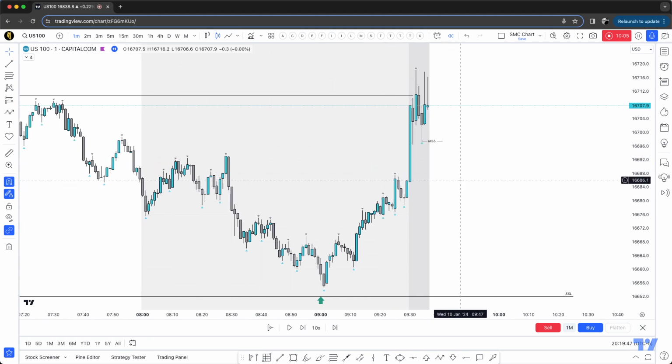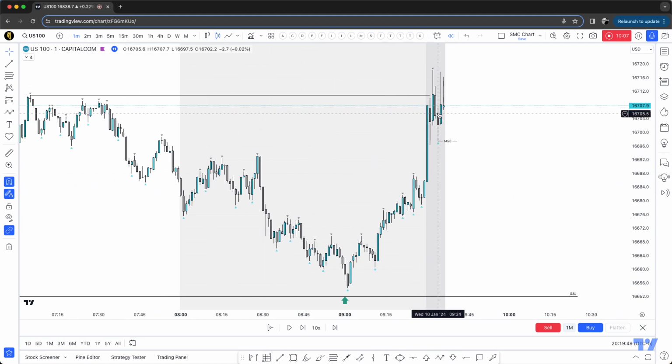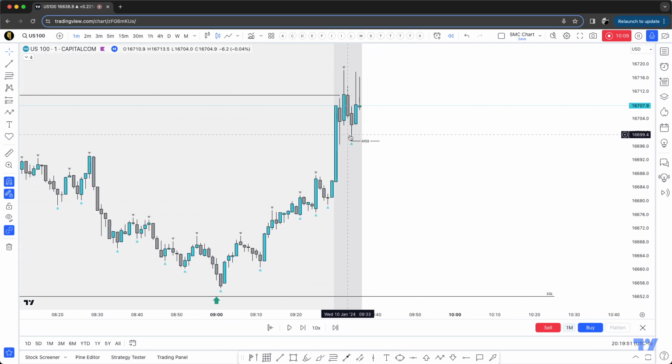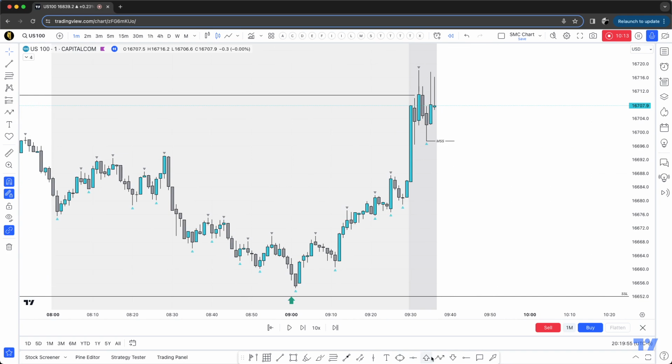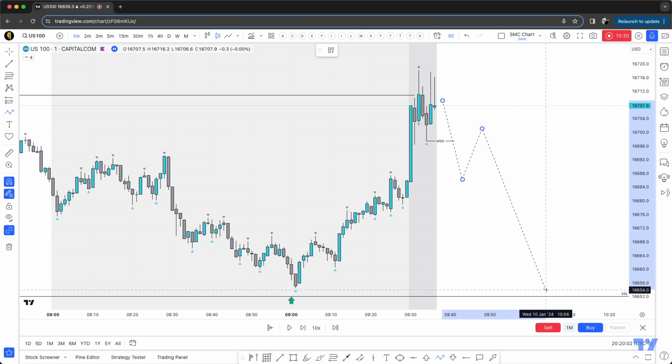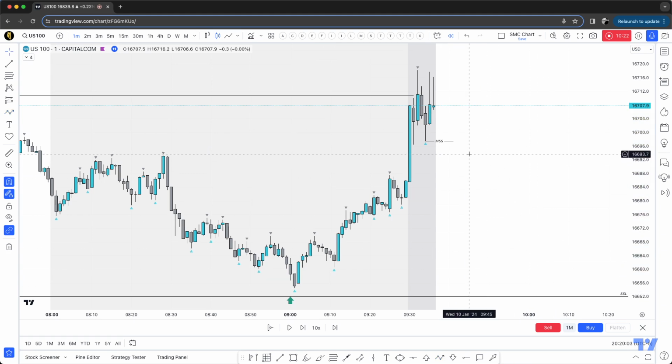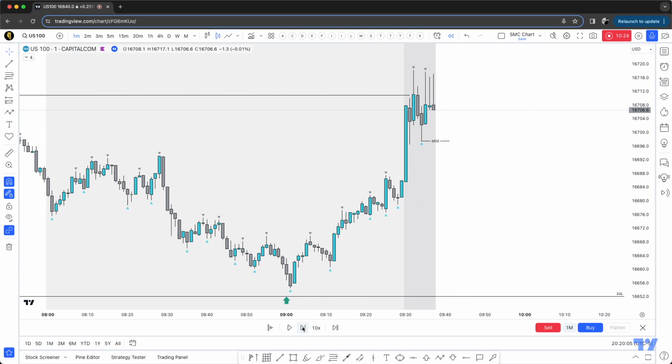That's good. You see, that's what I'm waiting for. I'm waiting for more structure to be formed. Now I can see a clear structure, right? If I want to go selling, what do I want to see? Well, I want to see this low being swept and then pulling back up to a fair value gap so I can catch the sell, right? That's what I want to see. So I'm waiting, waiting.